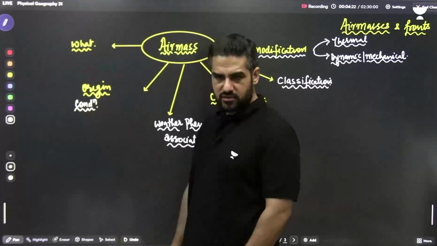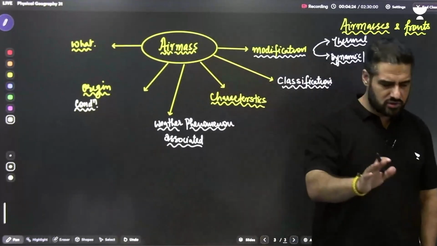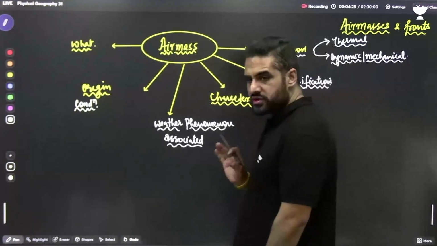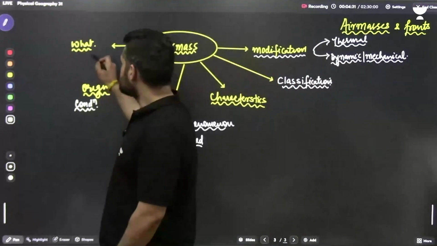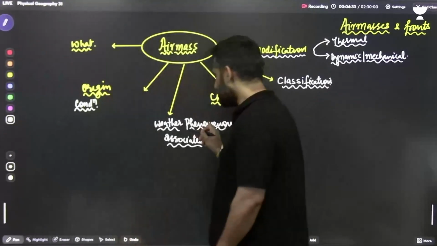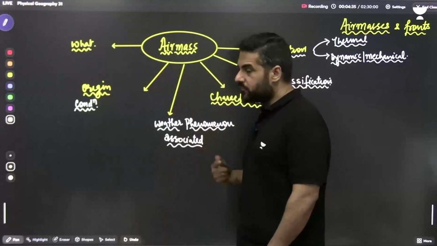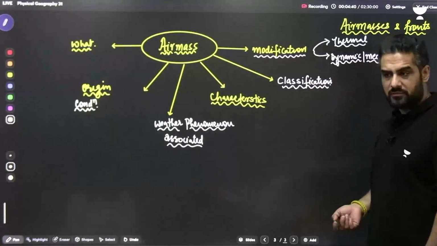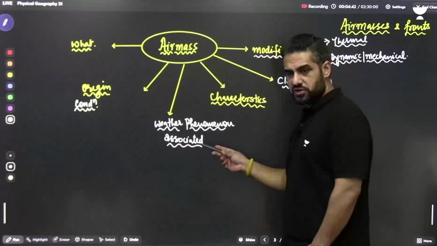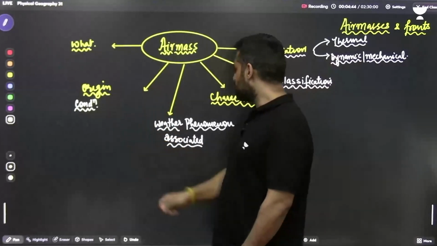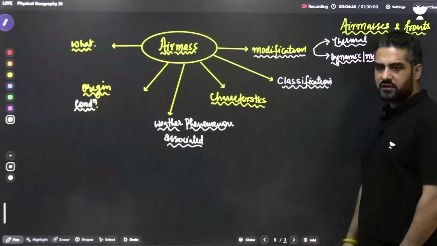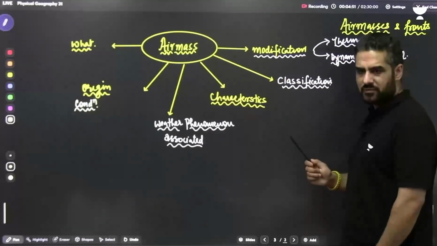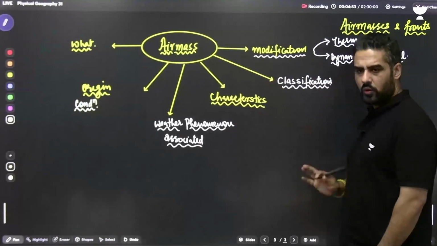UPSC has already asked a question a long time back, I'm not sure which year: define air masses and the weather phenomena associated. So they asked what air mass is and what the weather phenomena associated with it are. In future they might ask you to discuss the conditions required for the formation of air masses and the weather phenomena associated, or discuss the origin and give a classification of an air mass, or discuss the origin or the modifications of an air mass. So they can link with any one part.